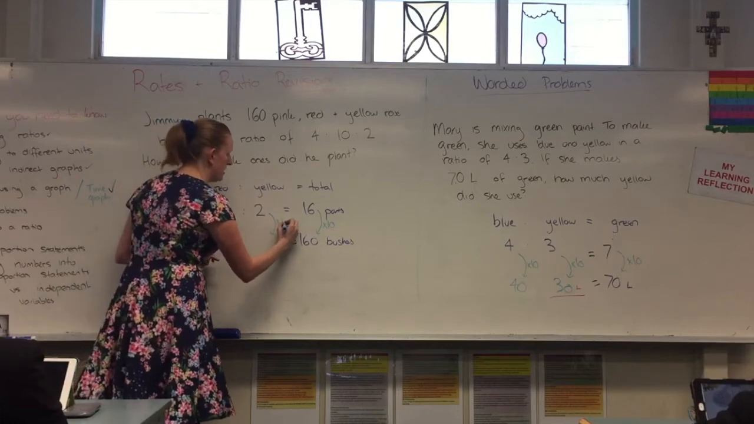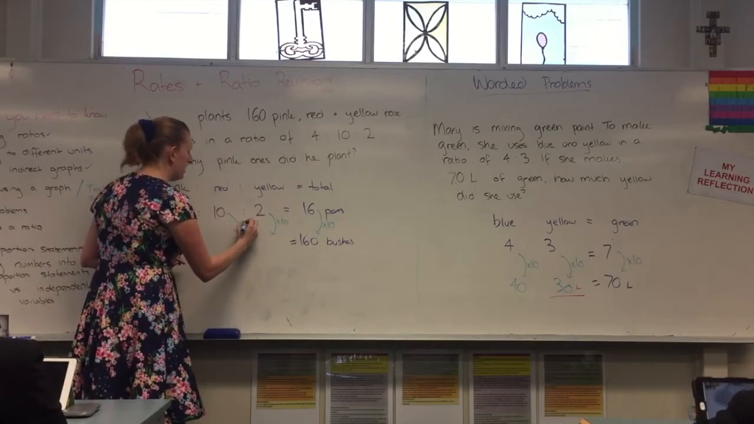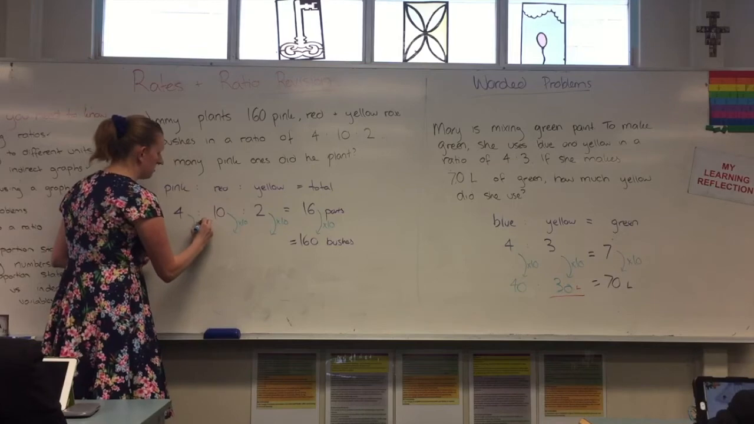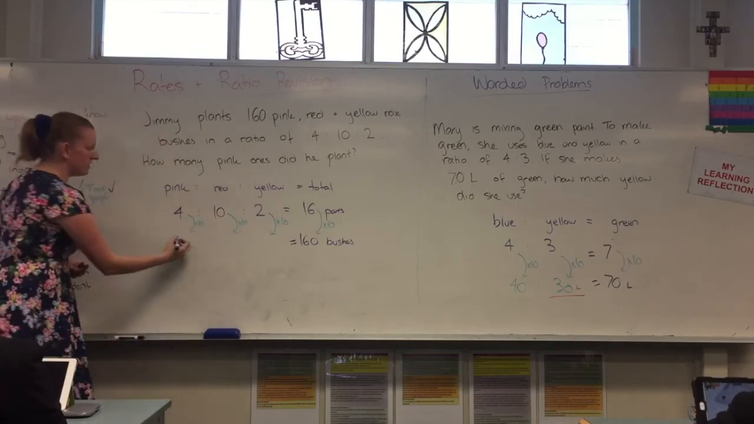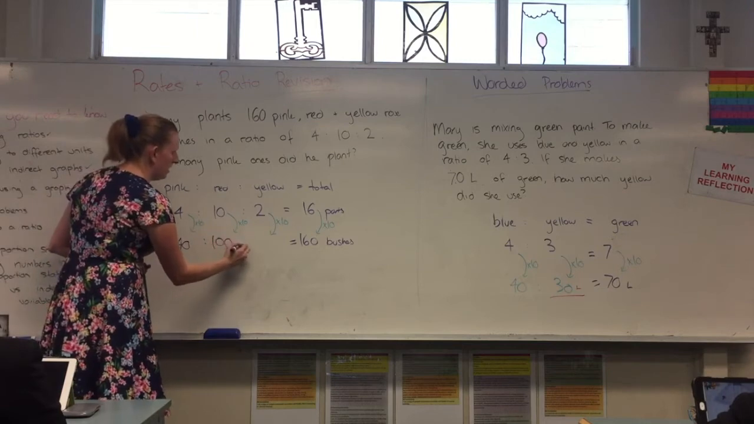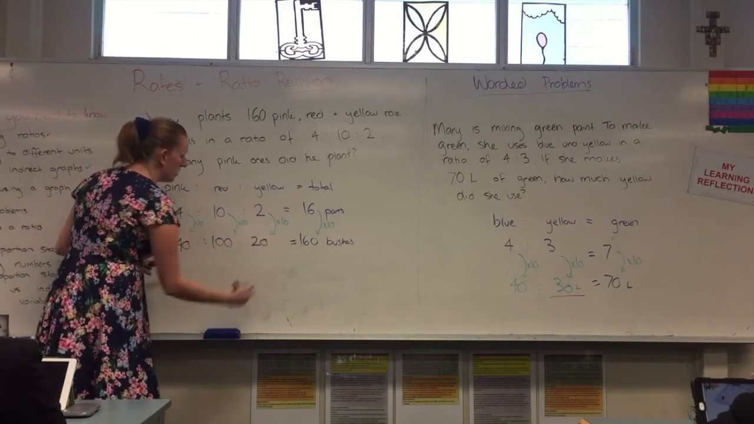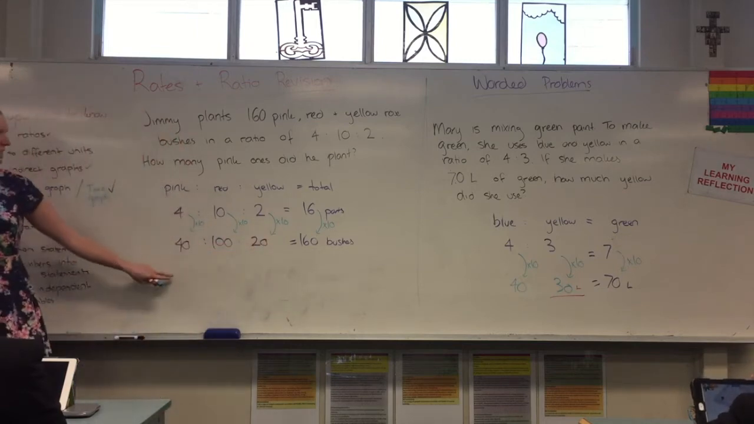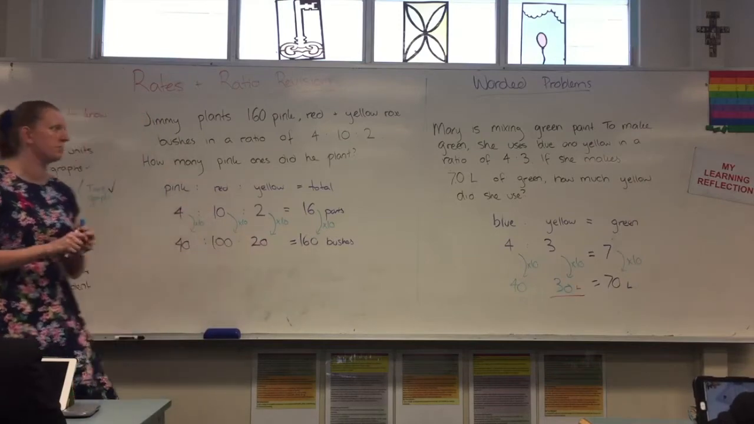So times 10, times 10, times 10. So 4 times 10 is 40. 10 times 10 is 100. 2 times 10 is 20. And hopefully, if we're good at maths, they should add up to 160.